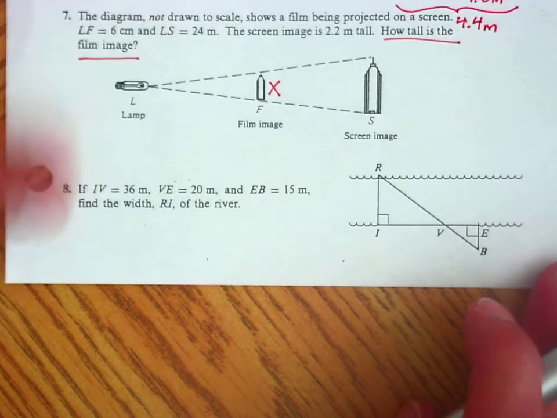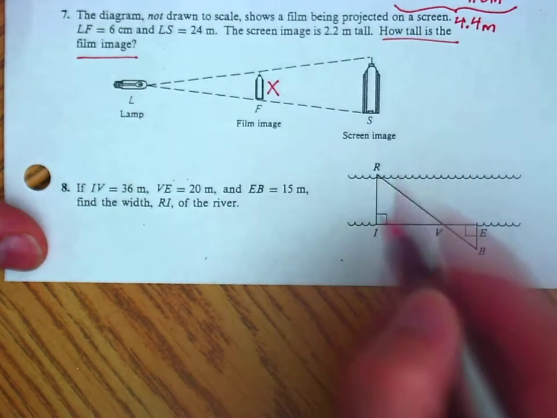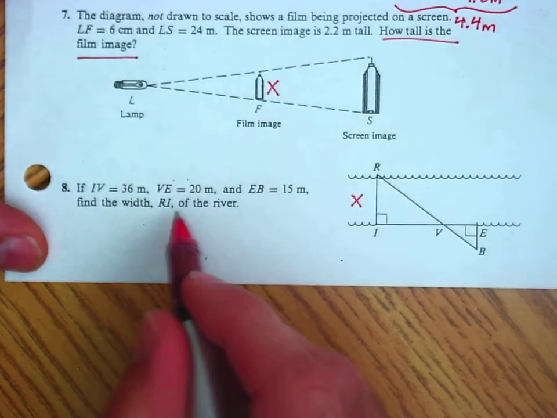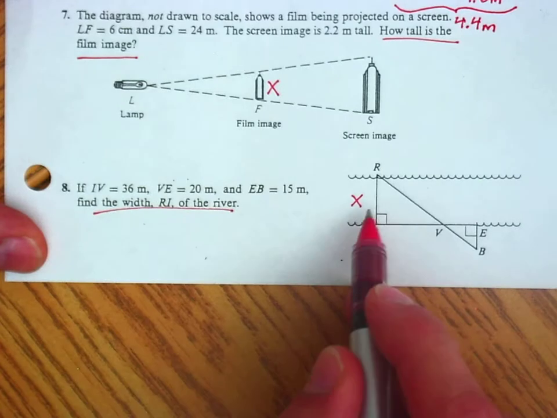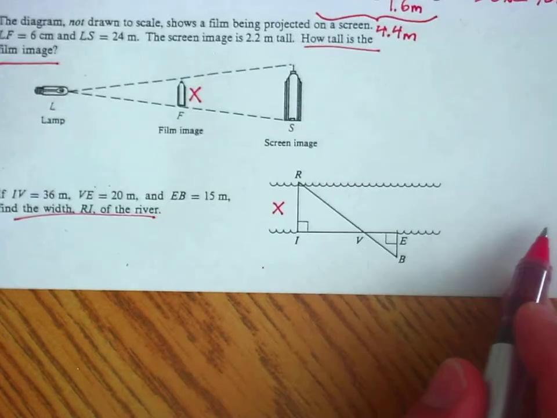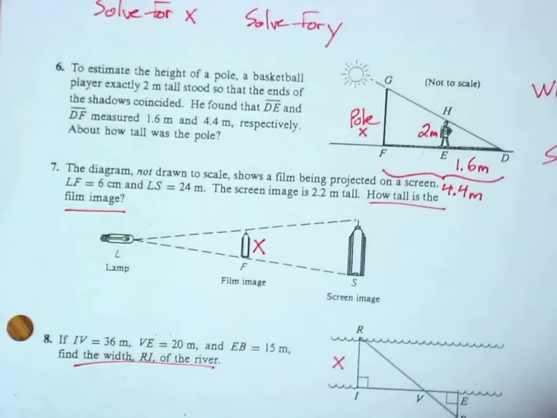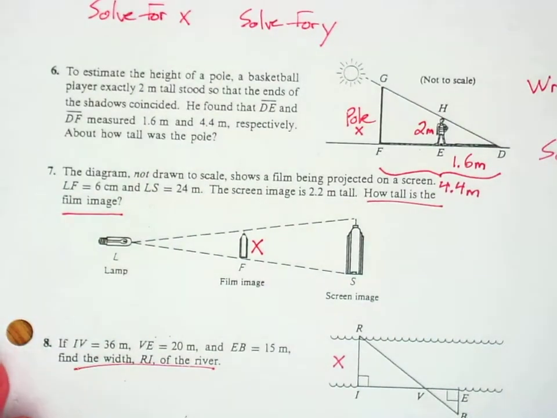Same thing on question number 8. You want to find the width of the river from R to I. So I suppose if you wanted to, you could just call that x. Label the other parts. On your picture, you'll write a proportion and solve for x. So these questions 6, 7, and 8 are no different than questions 4 and 5. You just have to make sure you take the time to mark and label the diagram first, and then you'll be good to go.